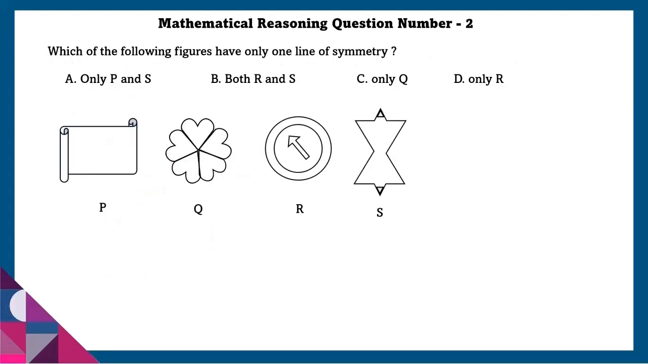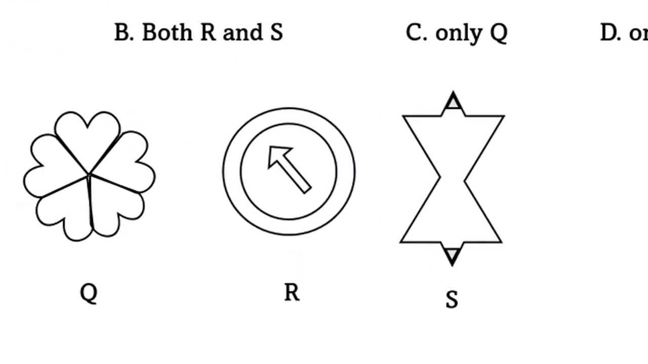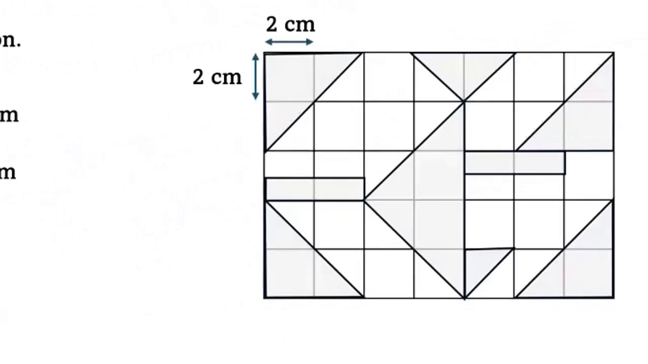Mathematical reasoning question number 2. Which of the following figures have only one line of symmetry? As we can see here, P doesn't have any line of symmetry. S has 2 lines of symmetry and Q also doesn't have any line of symmetry, but R has only one line of symmetry. So our answer is D option.